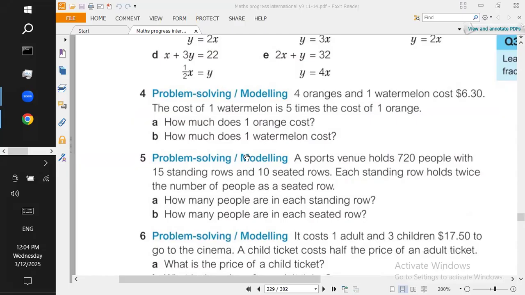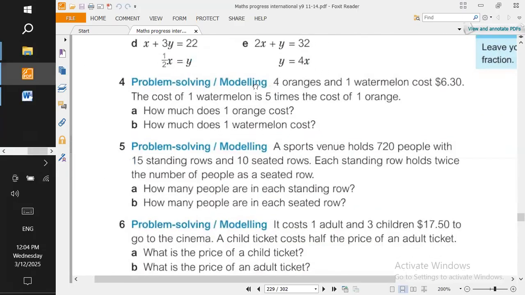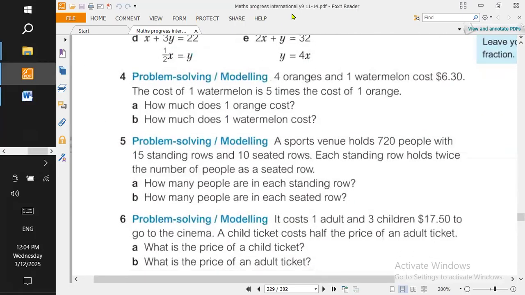So let's start with the first one here. I'm going to write the equation for each one of them, and then you're going to use them to solve the simultaneous equations, okay? So for the first one, you can read it directly, okay? 5 oranges and 4 watermelons, or one watermelon, I'm sorry, cost $6.30. The cost of one watermelon is 5 times the cost of one orange.